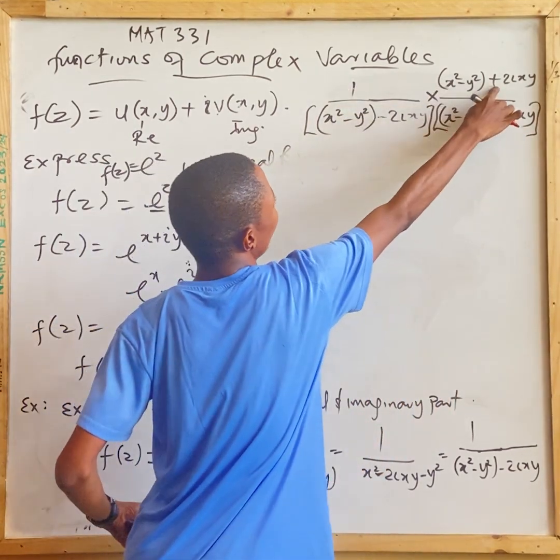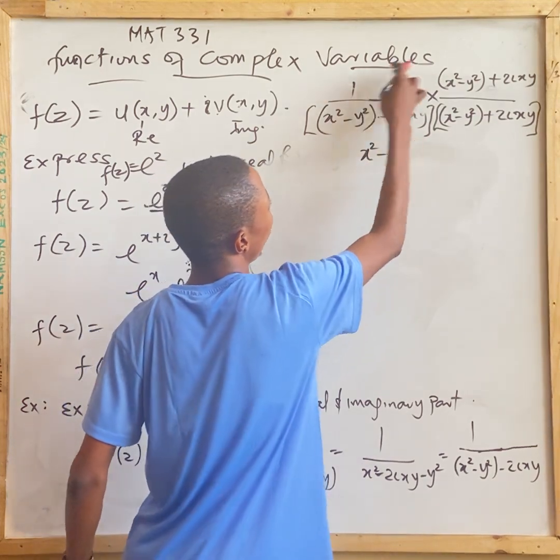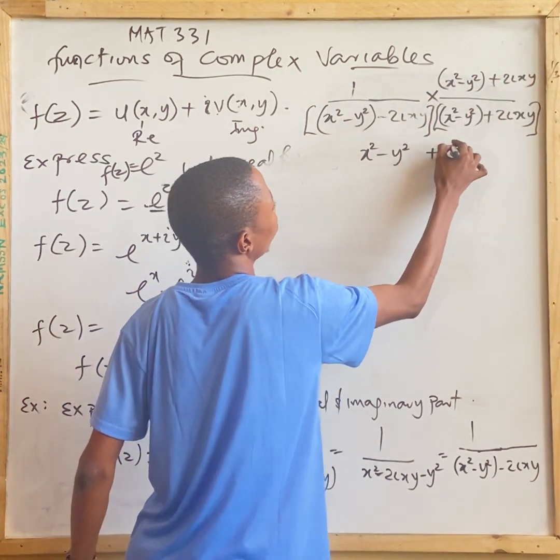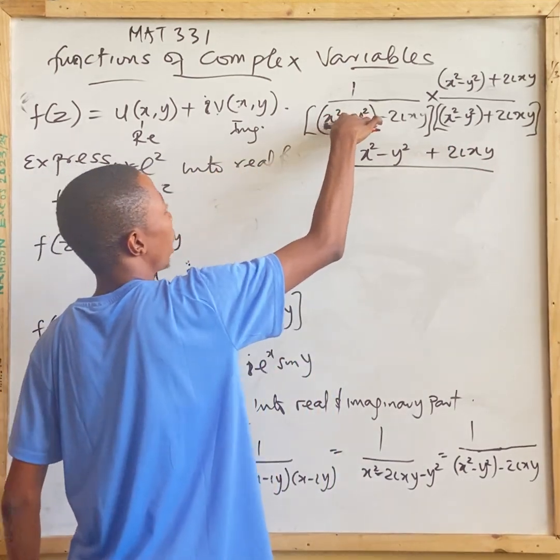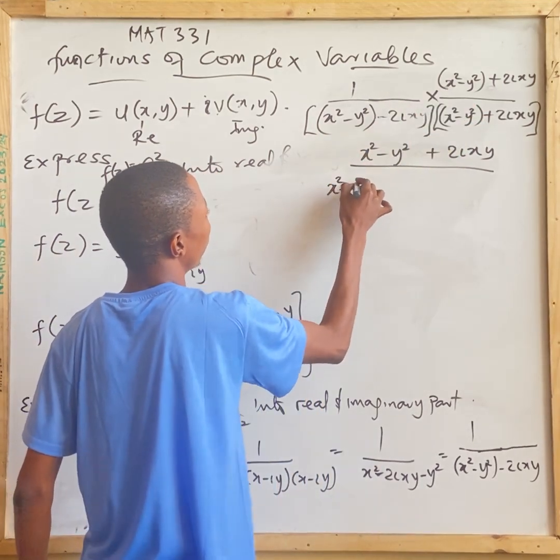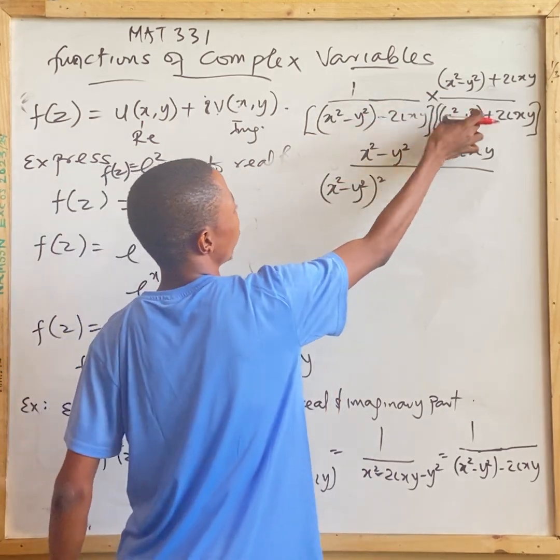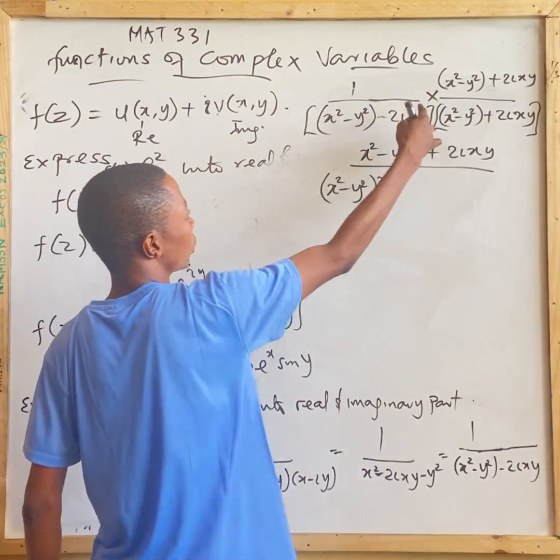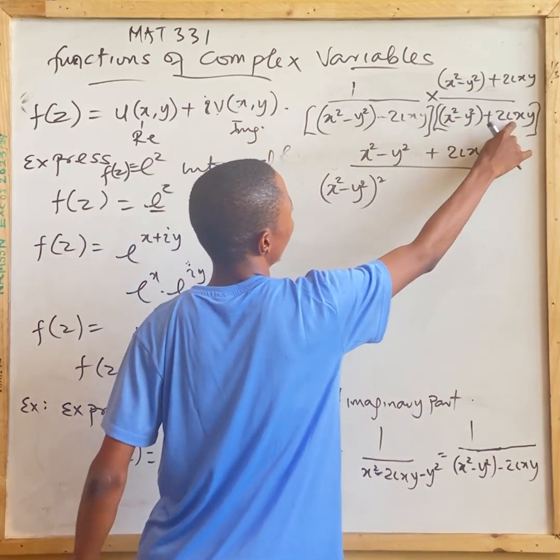So 1 times x squared minus y squared, 1 times 2ixy, all over x squared minus y squared times x squared minus y squared. It will give us x squared minus y squared all raised to power 2. So difference of 2 squares: minus 2ixy times plus 2ixy.